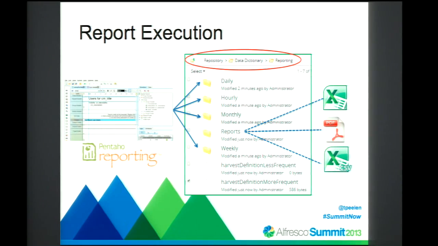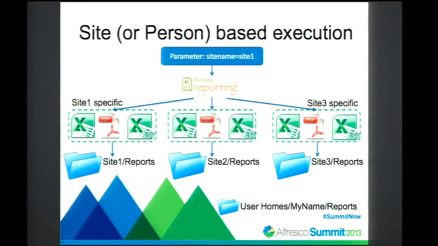If you put your new report in one of these folders, it will be executed according to a cron definition, and the result can be stored somewhere, for example, in the reports folder, and can typically be stuff like PDF, Excel, CSV files that you can use to process further. But that's the easy way. You can make it more advanced because you can use parameters in your reports.